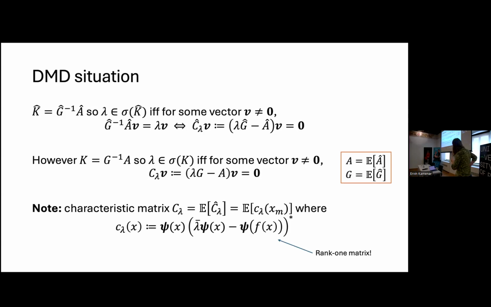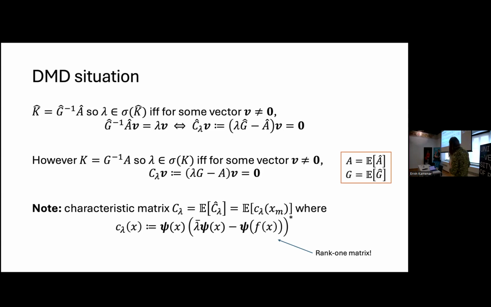So our test for a complex number lambda being an eigenvalue of our data-driven Koopman matrix is basically just that this matrix here, this C hat lambda, has a kernel.